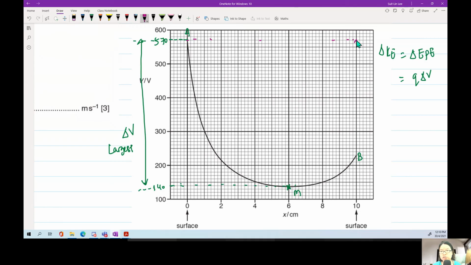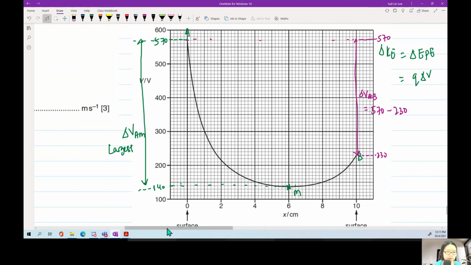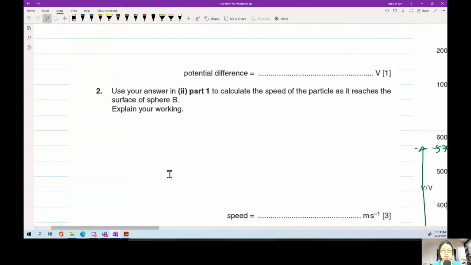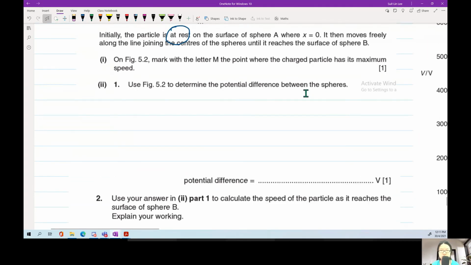Okay, so the potential difference is here to here. This is your delta V from A to B. This is delta V, largest is from A to M. So delta VAB would be 570 minus 230, right? This is 3 boxes. 230, 570, which helps us answer the question here. Potential difference between the sphere.